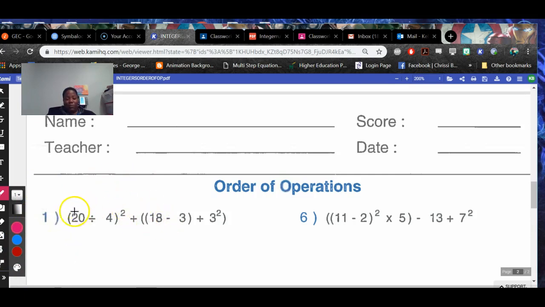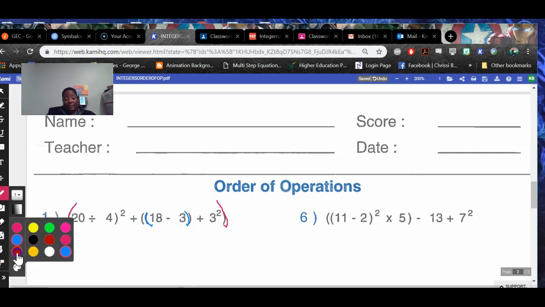So, as you can see, everything is in parentheses. So where do we start? We have to start at the innermost parentheses, right? Now, I don't know if you can see it. I see it right here.